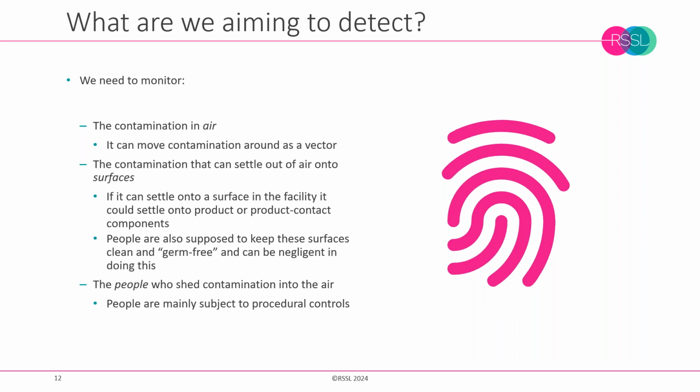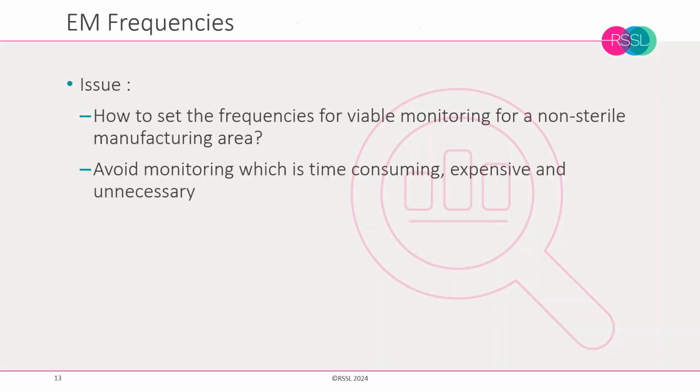People, again, with gowning and the way they behave, and then also with water, which is a growth source and a vector, again, of contamination transfer. But let's move on to look more specifically at environmental monitoring frequencies.